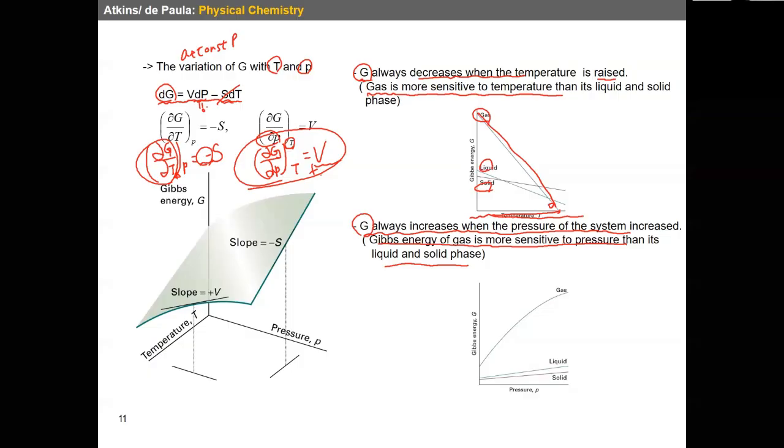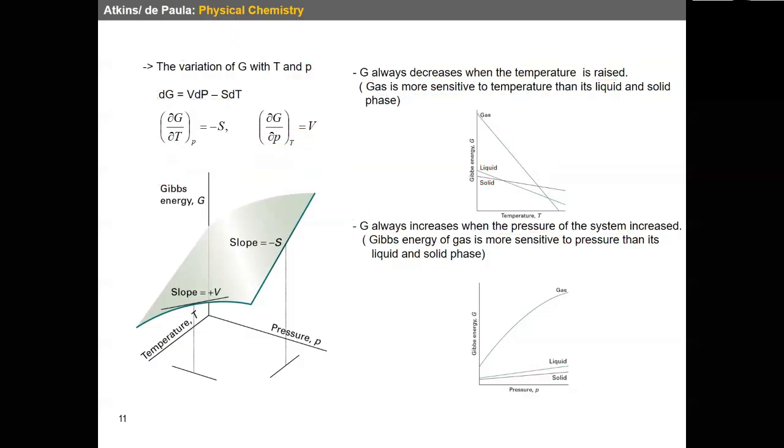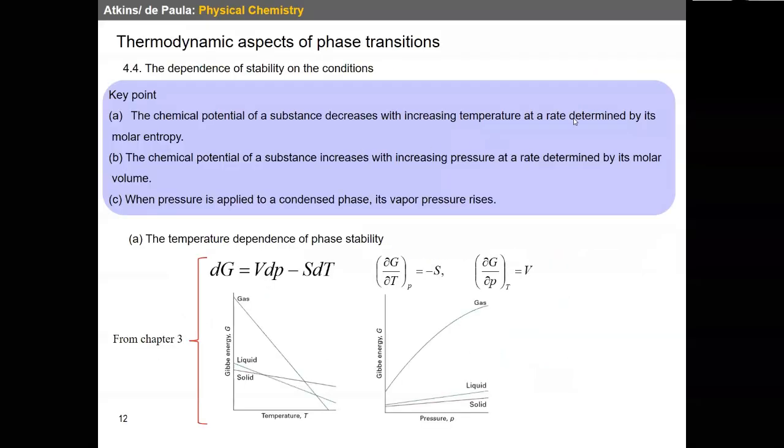Okay, so until now we have talked about the relation between pressure, temperature, internal energy, and also the Gibbs energy. With this, we will go over to the thermodynamic aspect of phase transition. In the previous classes, we have learned about the chemical potential, and here we will learn a little bit more about it.